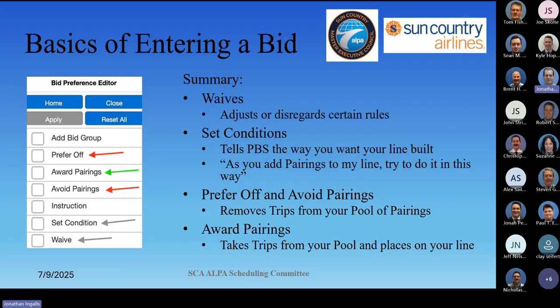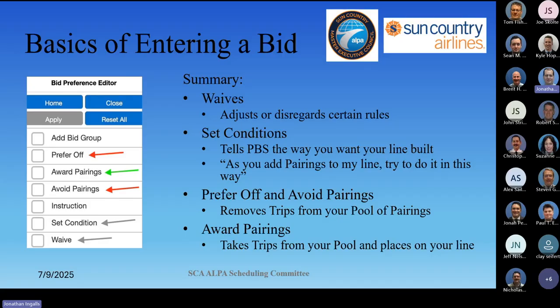To summarize the basics of entering a bid and the basics of command, your waves, which are light blue colored, adjust and disregard certain rules. Your set conditions, also light blue colored, tell PBS the way you want your line to be built. Your prefer offs are your yellows and your avoids are your oranges; they remove trips from your pool of pairings, and your awards take from your pool of pairings and place trips on your line.